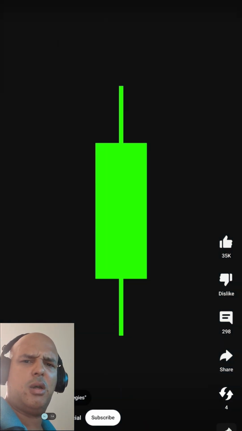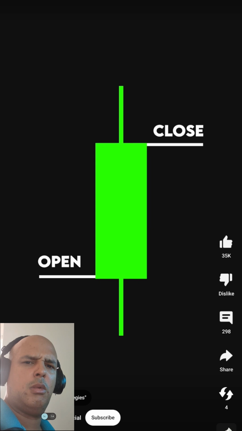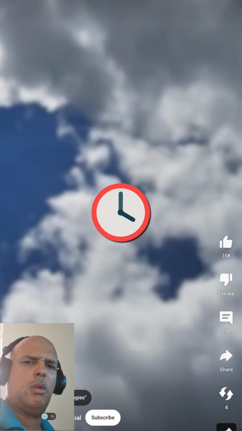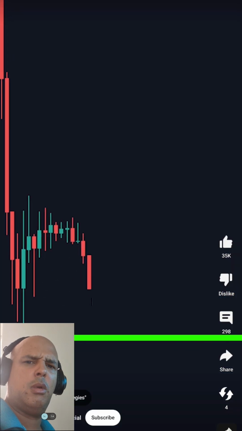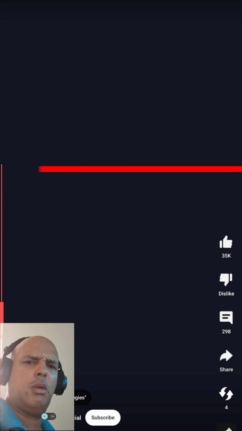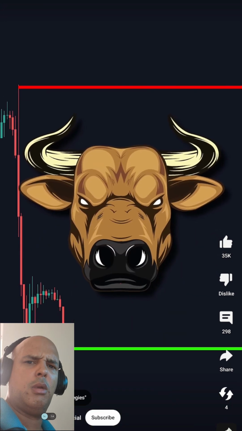In this example, we are overall bullish with this candle. Go to the candle and mark the open and the close of this candle. Next, go to a smaller time frame. This green line marks the daily candle's open. This red line marks the daily candle's close.